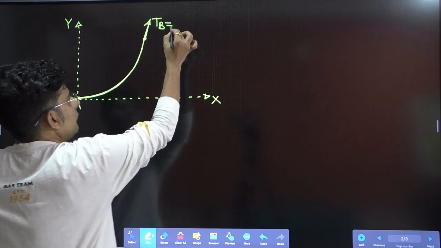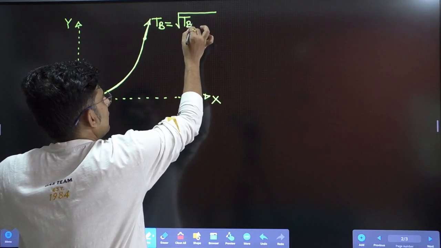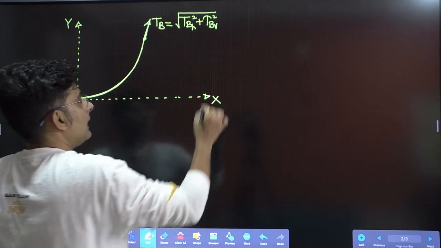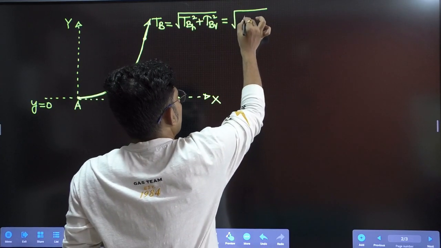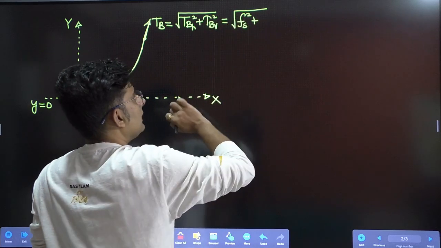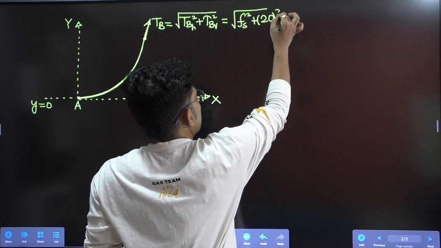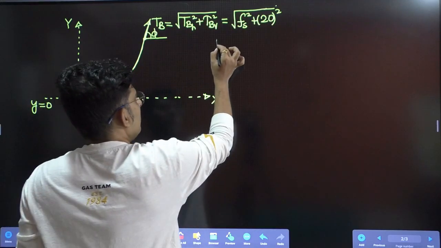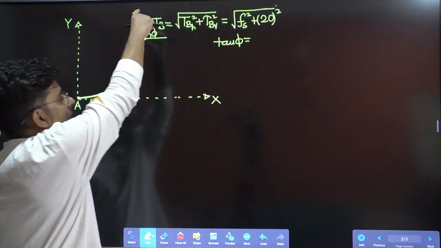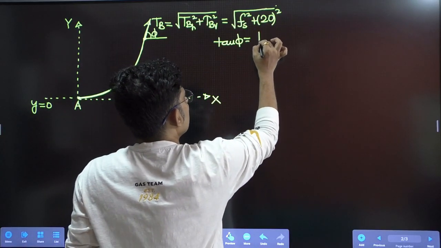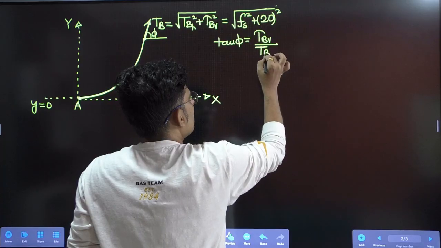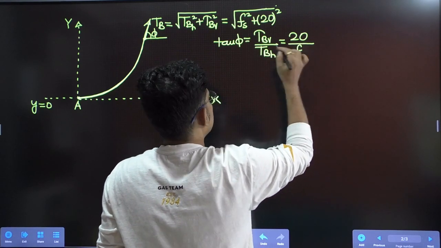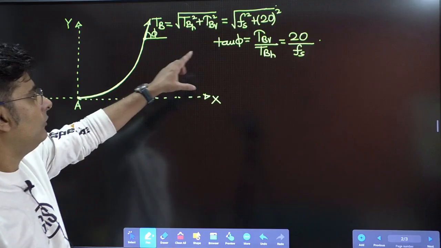tension at point B will be expressed as under root of horizontal component square plus vertical component square, and we saw that the horizontal component was balancing friction, so Fs square, and the vertical component was balancing the weight of the rope, which is 20. This is what we can say. And here the angle which I said is phi, so by trigonometry tan phi will be vertical component by horizontal component. So the vertical component at point B by the horizontal component at point B, so the vertical component which is 20 and the horizontal component which is Fs. So these are the things that we can say.